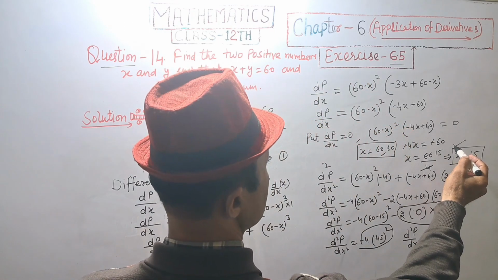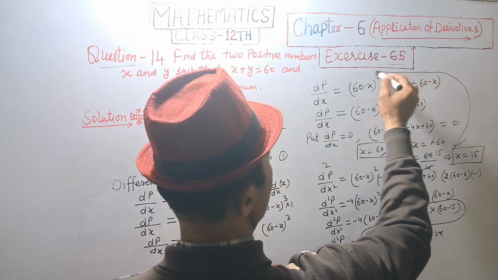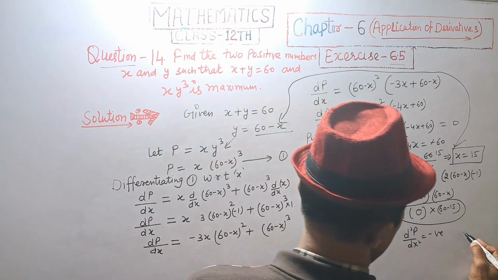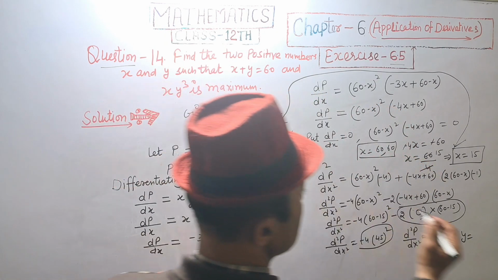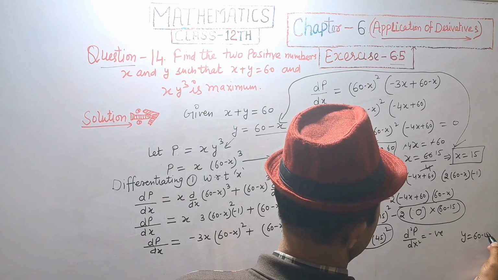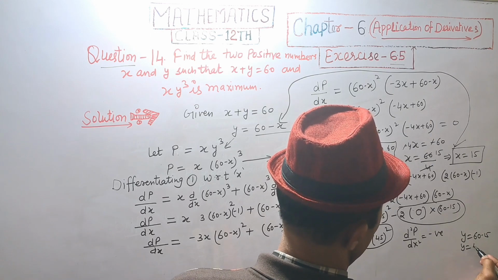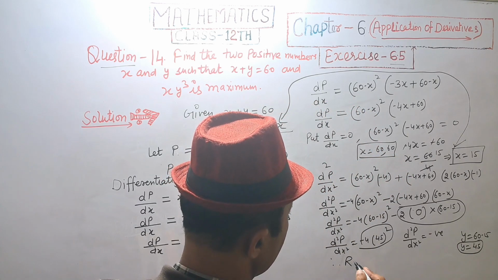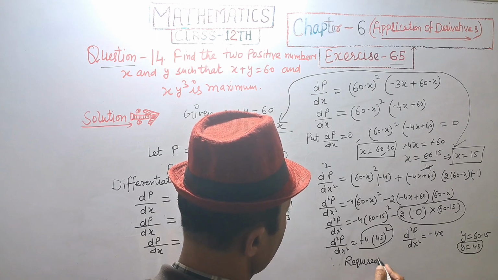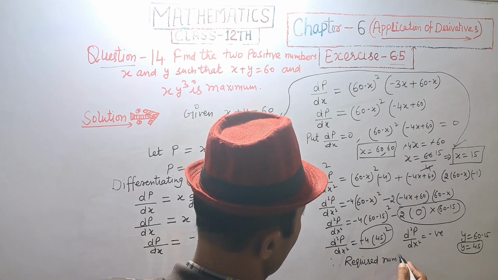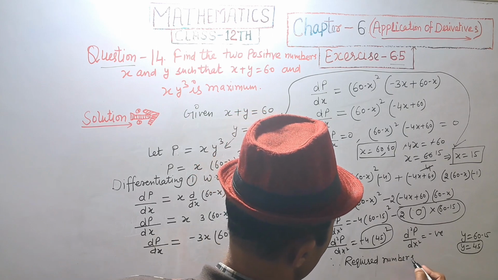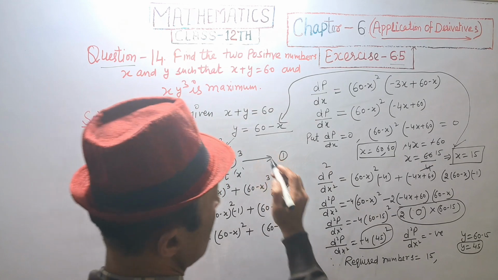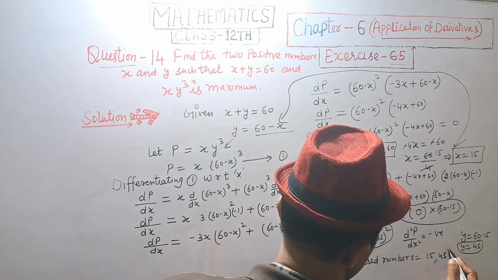We put x is equal to 15 here, and we get the value of y is equal to 60 minus 15, y is equal to 45. So the required numbers are 15 and 45.